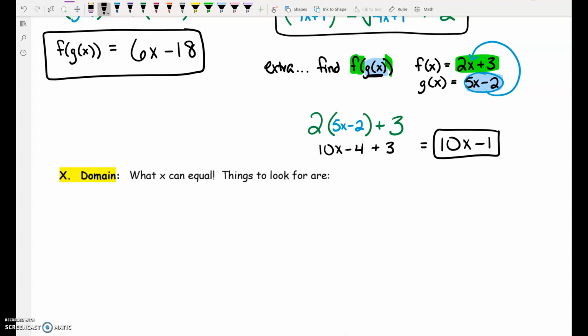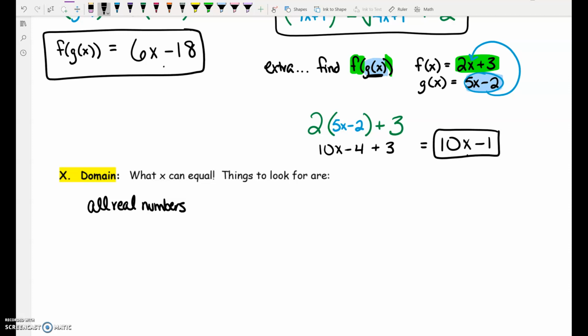Most of the time, our domain is all real numbers. 10x minus 1, that's a perfect example. 6x minus 18. There's nothing that would restrict what x could be in those two examples. So both 6x minus 18 and 10x minus 1 would have the domain of all real numbers.